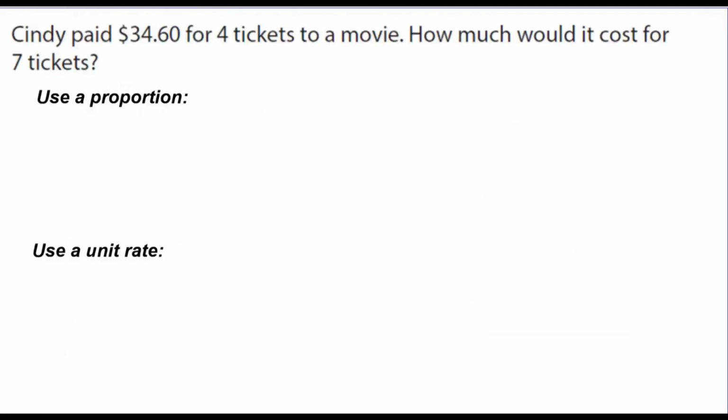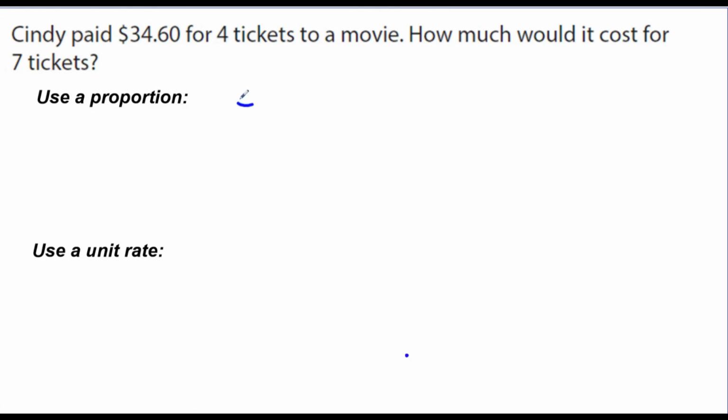So here Cindy paid $34.60 for 4 tickets to a movie. How much would it cost for 7 tickets? So again, we have a proportional relationship here because the cost of the tickets is always the same. There's actually 2 strategies for solving these types of word problems. We can use a proportion, or we can go back to that constant of proportionality, that unit rate. So I'm going to solve this twice to show you 2 different ways to solve this, and then I'll let you pick which one you think was more efficient.